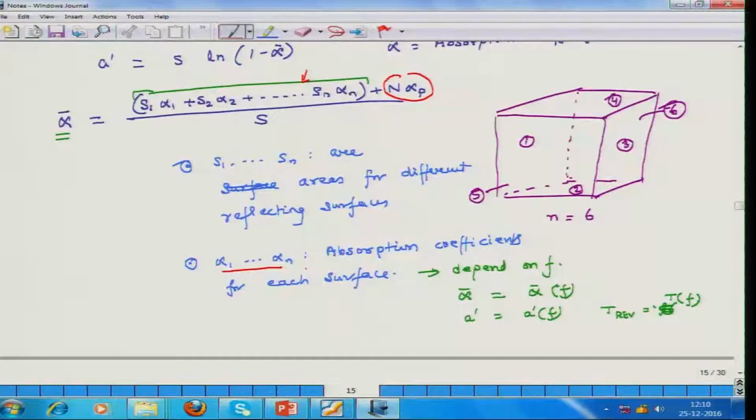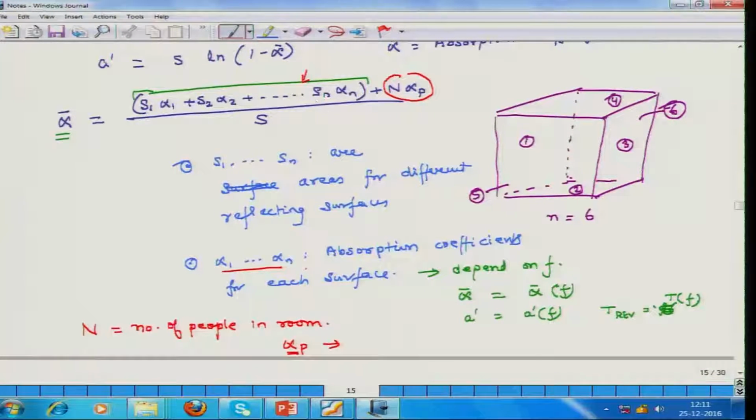You can have two situations: you will have people or you will not have any people, and when people are there they also absorb sound. So, this capital N is the number of people in the room. And alpha p is a constant associated with people, and in this alpha their surface area is also included, so that you do not have to measure the surface area of individuals, it is already taken care of.